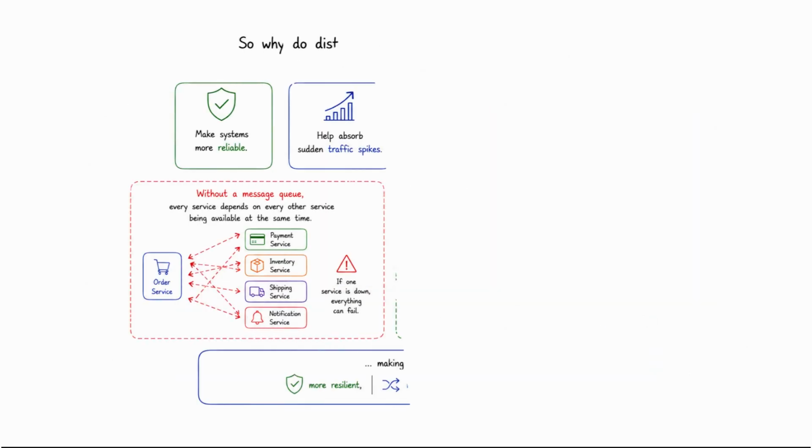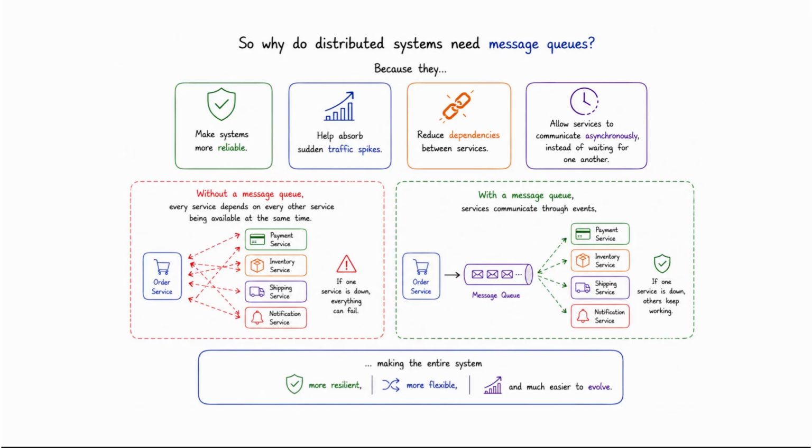So, why do distributed systems need message queues? Because they make systems more reliable, they help absorb traffic spikes, they reduce dependencies between services, and they allow services to communicate asynchronously instead of waiting for one another. Without a message queue, every service depends on every other service being available at the same time. With a message queue, services communicate through events, making the entire system more resilient, more flexible, and much easier to evolve.